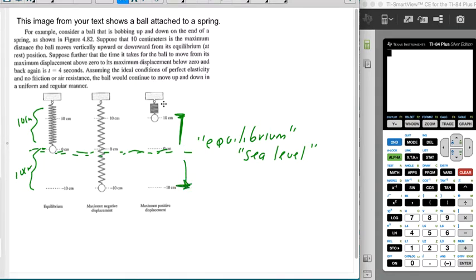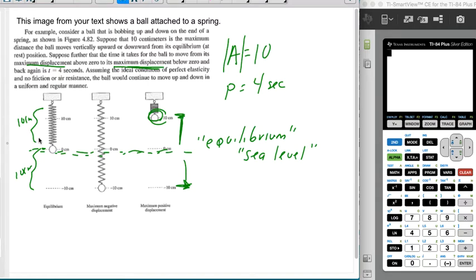So what we're told here in this little paragraph is that the displacement from equilibrium is up 10 centimeters and down 10 centimeters, and also that it takes the spring 4 seconds to go through a full cycle. So to go from its maximum displacement above zero to its maximum displacement above zero again, from here back to here, takes 4 seconds. So basically what we've been told is that the amplitude of this thing is 10 and that the period of this thing is 4 seconds.